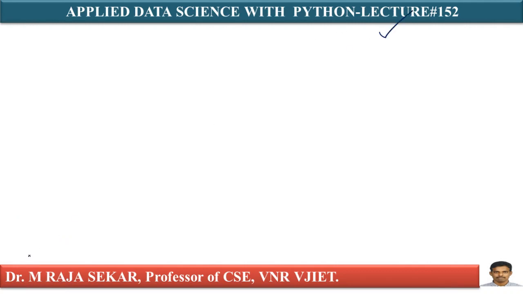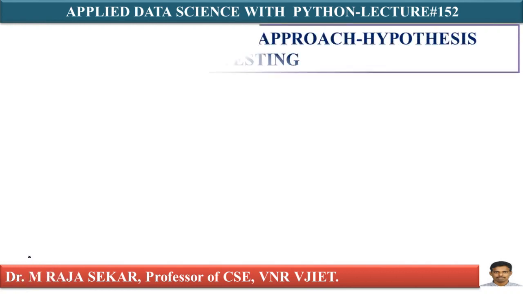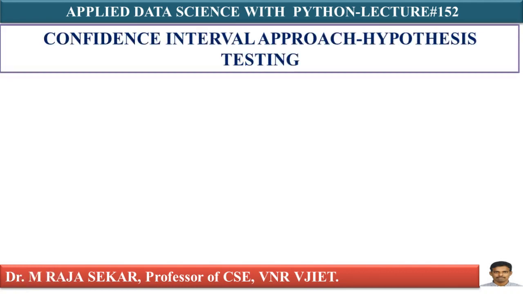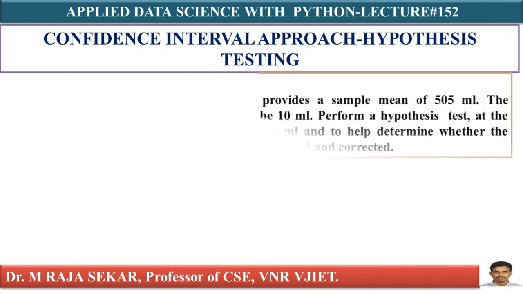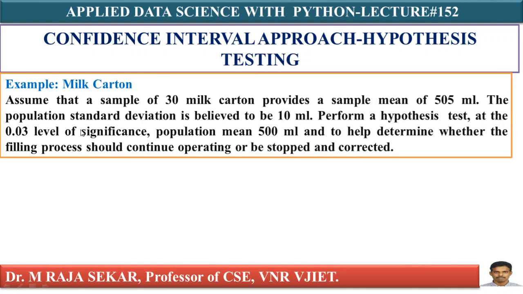This is lecture number 152. In this lecture, we will try to understand the confidence interval approach to the two-tailed test about the population mean. Let me consider the same problem which we discussed in the previous class.